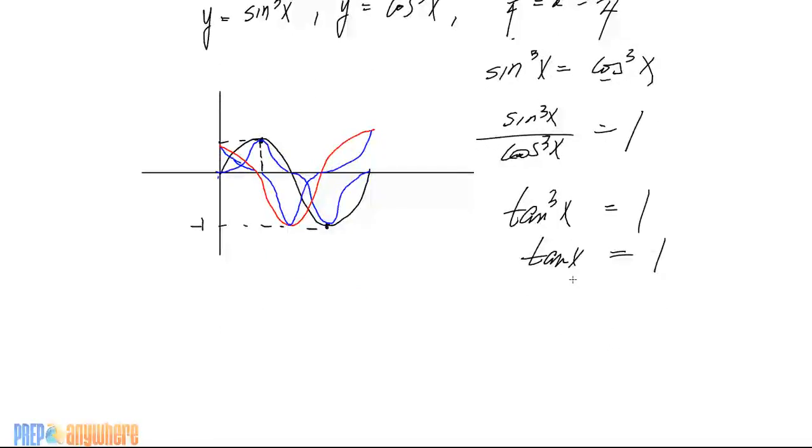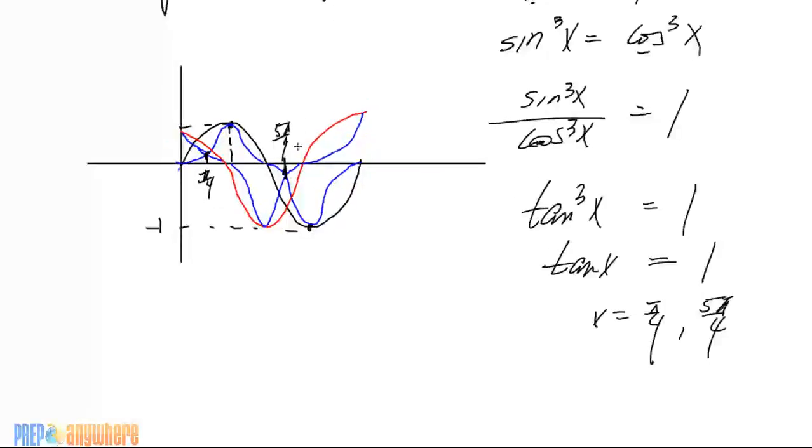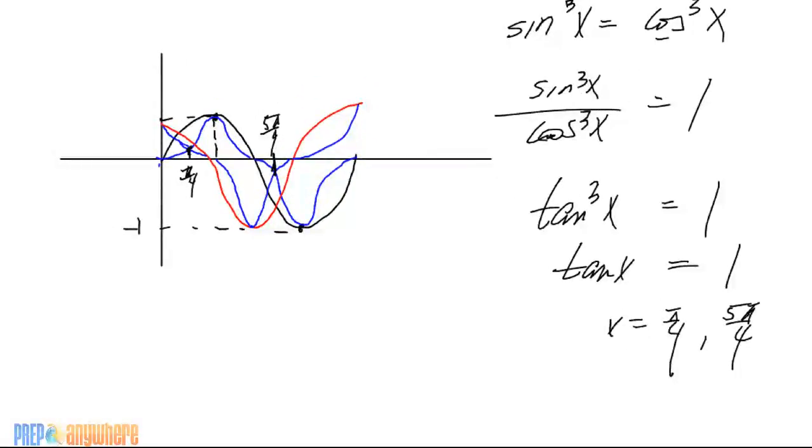So when does tangent of x equal 1? Well, clearly pi over 4. But the one after that is exactly pi plus pi over 4, so it's going to be 5 pi over 4. See the two blue graphs here: right there, that's pi over 4, and right there, that's 5 pi over 4. So we're talking about finding the area right here.